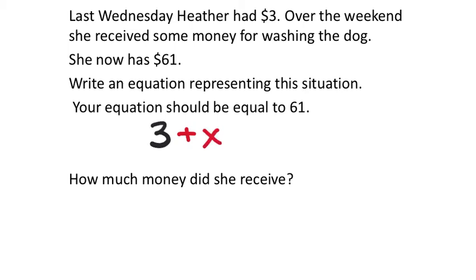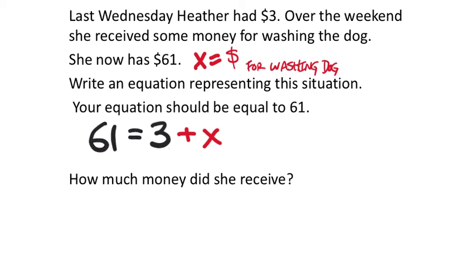I'm going to use x. But then we'll say x is the amount of money she gets for washing the dog. Okay, so her original $3 plus the amount of money she got for washing the dog should equal the $61 that she now has after washing the dog. So this is showing that the equation equals 61. Okay, thank you very much.